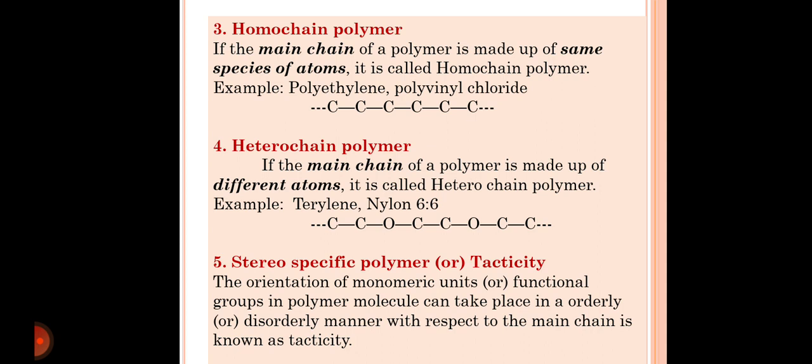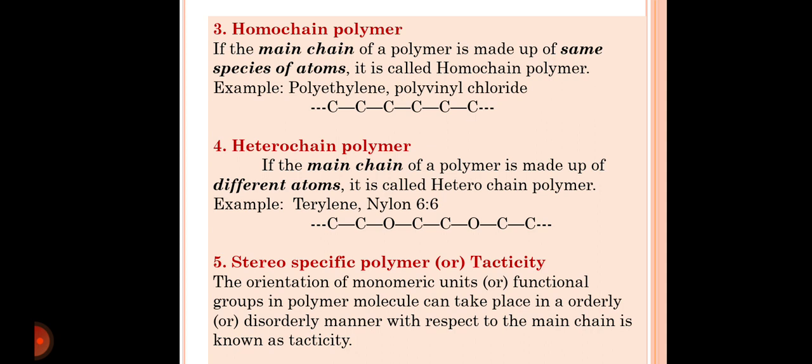Homochain polymer. So it is a polymer in which the main chain of the polymer is made of same type of atoms. Example polythene, polyvinyl chloride, etc. Heterochain polymer. If the main chain of the polymer is made of different atoms, it is called heterochain polymer. Example terylene, nylon, etc.